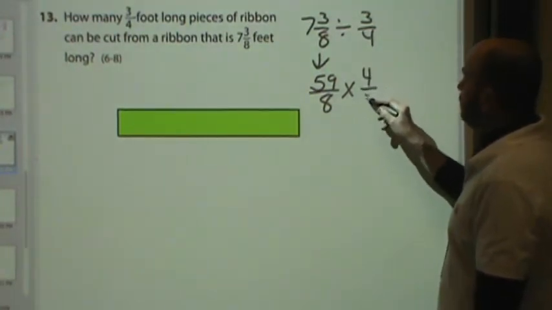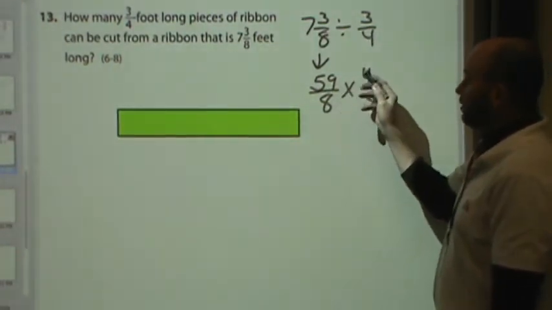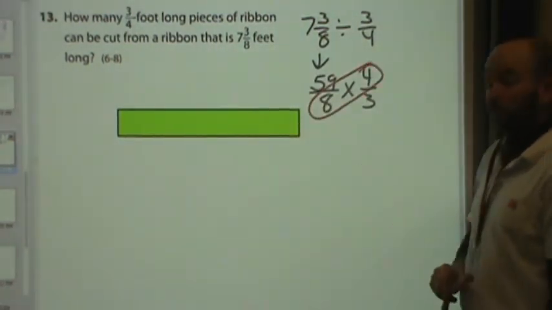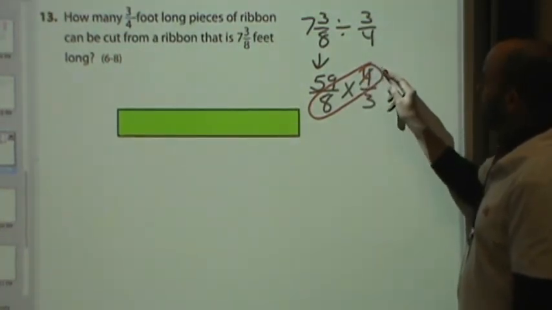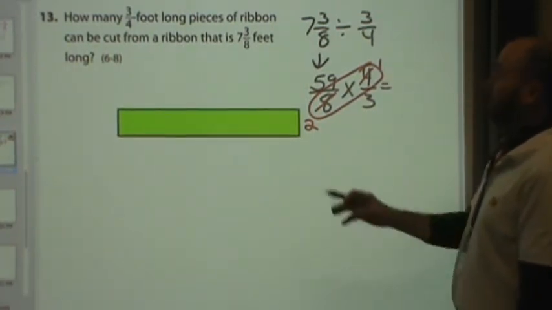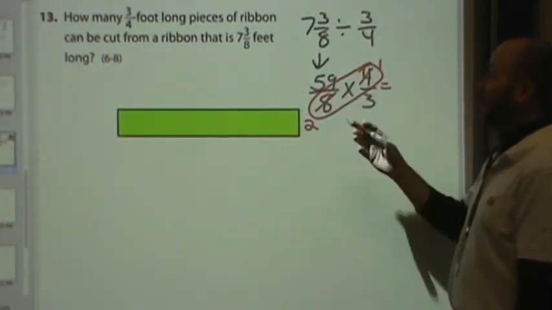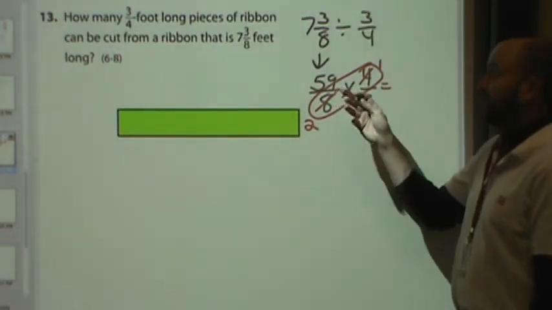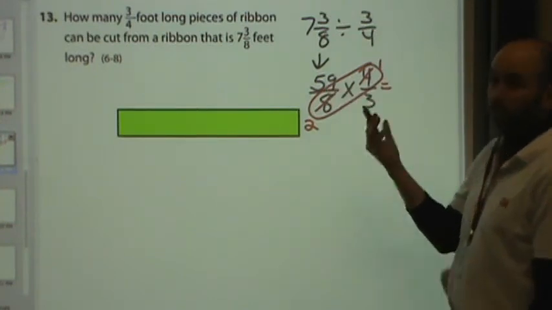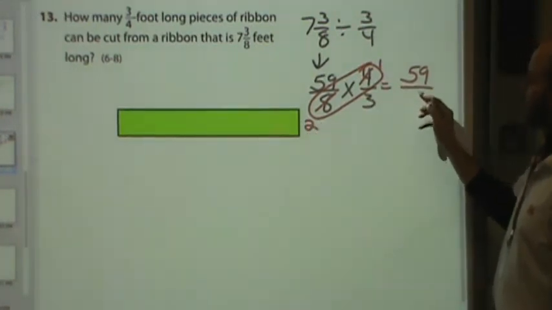So 4 over 3. In this case, you would then say, okay, I can cross simplify because 8 and 4 are compatible. 4 will go into 4 one time. 4 will go into 8 two times. Now we'd have to say, is 3 a factor of 59? Well, if you add 5 plus 9, you get 14. 14 is not divisible by 3, so they are not compatible. We just have to multiply 59 times 1, and then 2 times 3 is 6.